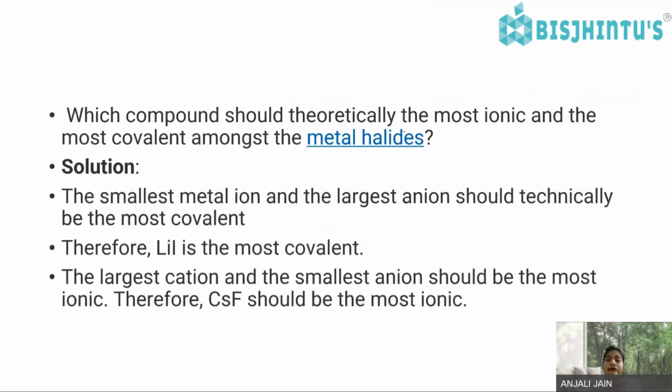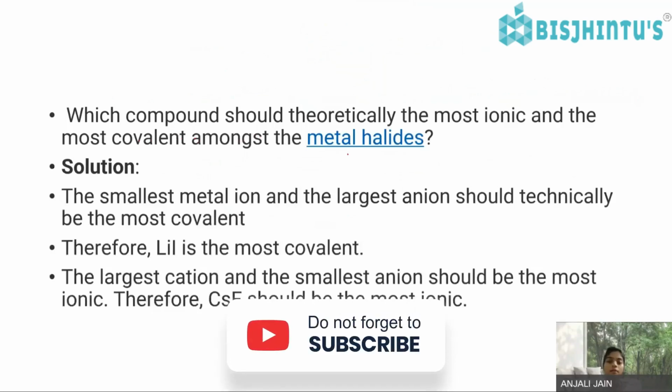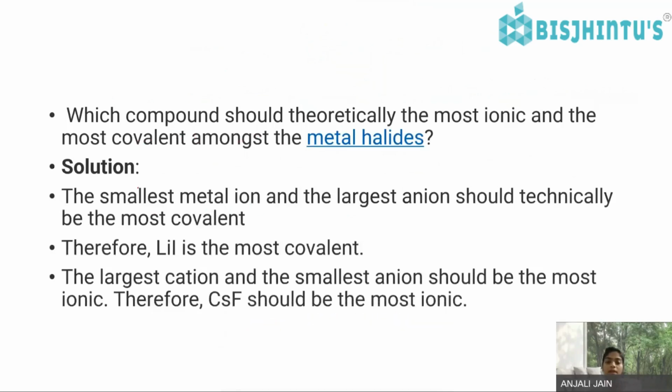Now, which compound should be theoretically the most ionic, the most covalent amongst the metal elements? Okay. So the smallest metal ion and the largest metal ion should technically be more covalent. Okay. Lithium is more covalent, lithium iodide, because covalent character is inversely related to the cation size, it should be small. And lithium just has a +1 charge and it can easily donate so as to attain a stable state. If it donates this one, then it will have a 2, which is the stable state.